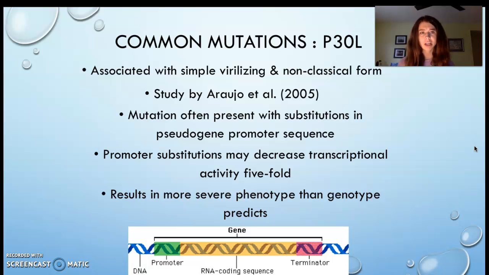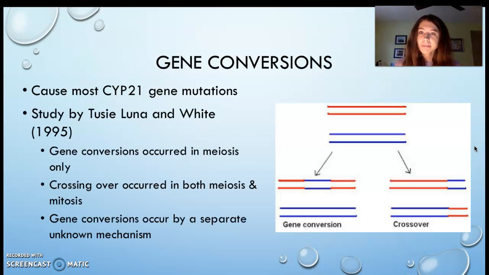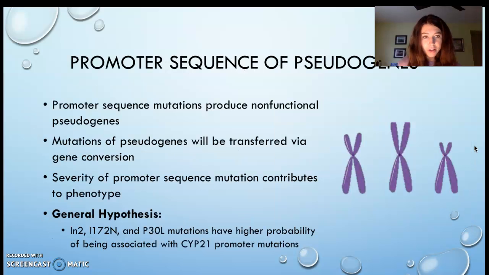When the promoter sequence mutation is non-existent or not as severe, then it could possibly be associated with the non-classical form. So let's analyze mutation frequency a little bit more. In a study done by Tusi, Luna, and White, they found that gene conversions actually occur by a mechanism separate to crossing over, and we don't fully understand what this mechanism is, but just something to consider. And when we look at the promoter sequences of pseudogenes, promoter sequence mutations may produce non-functional pseudogenes, and these pseudogene mutations can be transferred via gene conversion. And obviously, the severity of the promoter sequence mutation will contribute to phenotype.